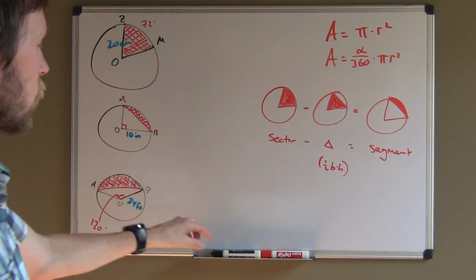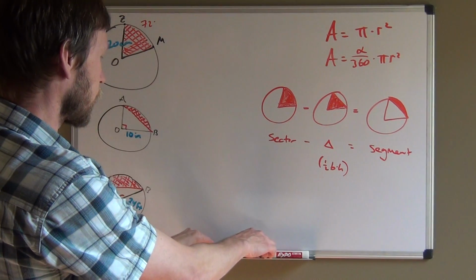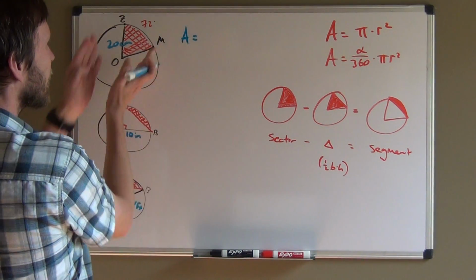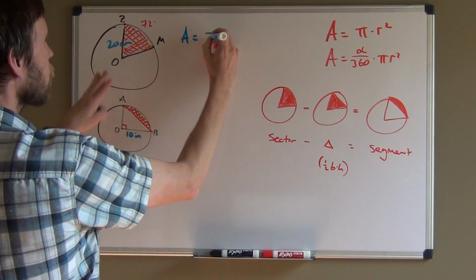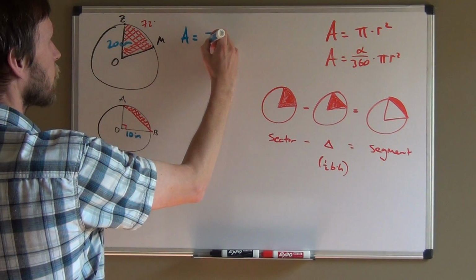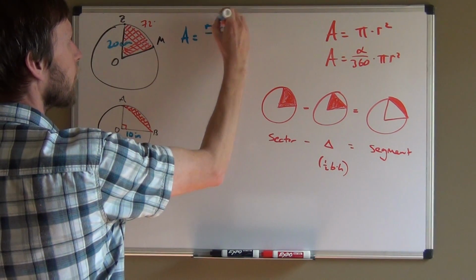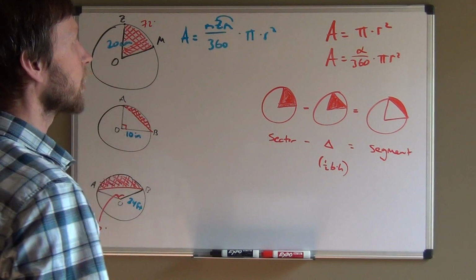And so essentially what we're going to do with these, I'm going to erase this in just a sec, but let's try to do this first one up here. The area of this sector of the circle is found by taking the measure of the arc, which in this case is arc ZM, the measure of arc ZM divided by 360 multiplied by pi times the radius squared.